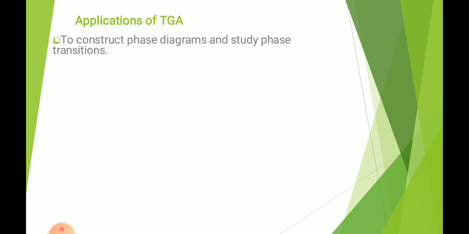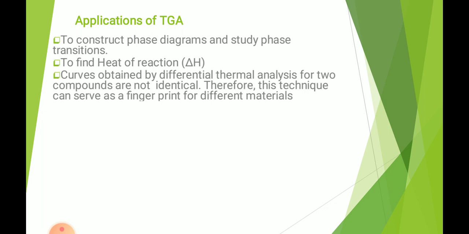Then applications of DTA. Here, to construct the phase diagrams and study phase transitions. To find the heat of reaction. Next, the curves obtained by differential thermal analysis for two compounds are not identical. Therefore, this technique can be used as a fingerprint for different materials. Next, fourth one is identification of products.